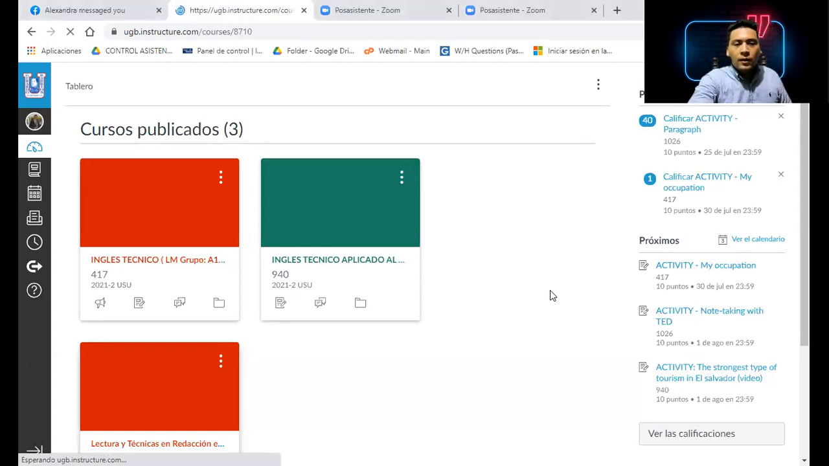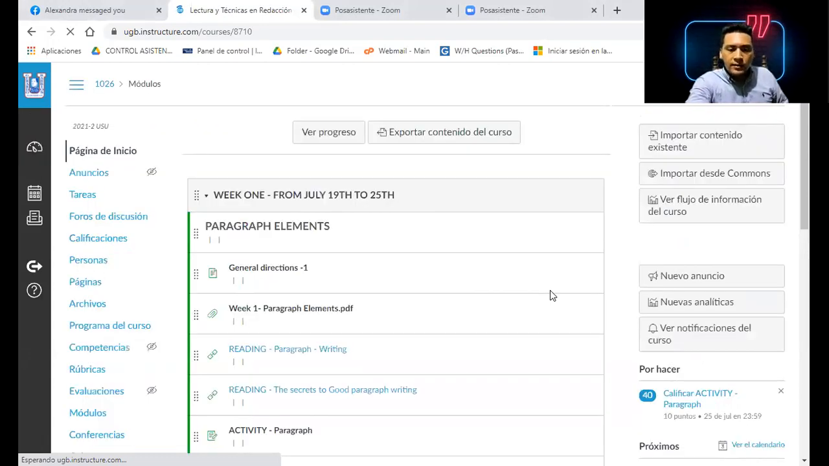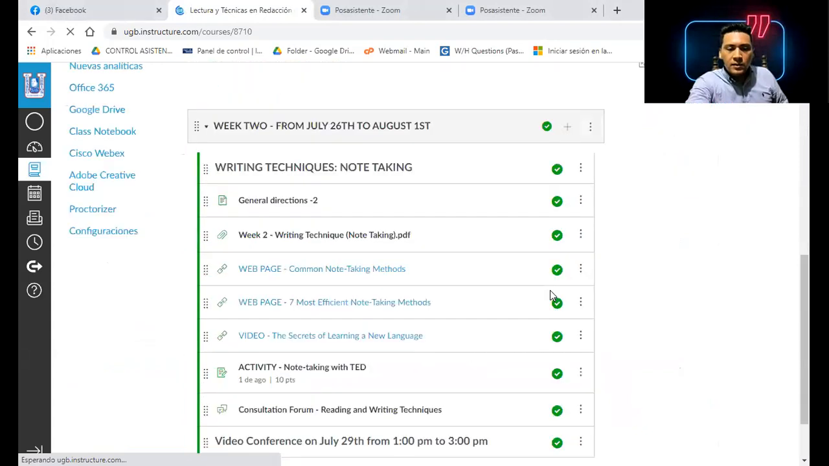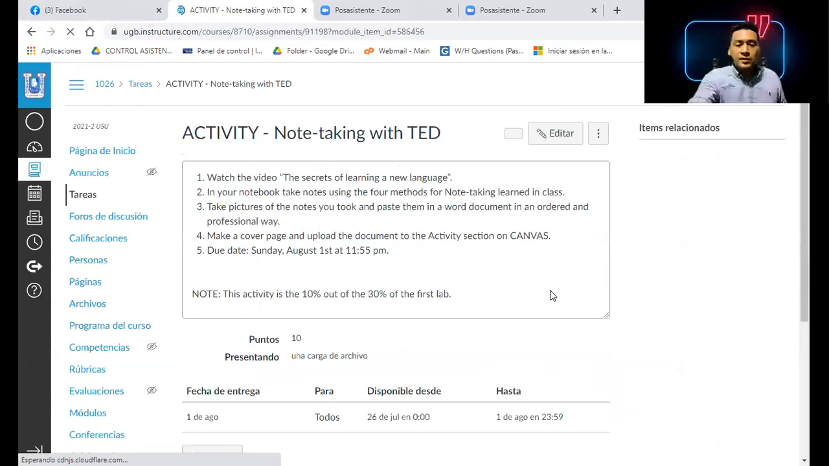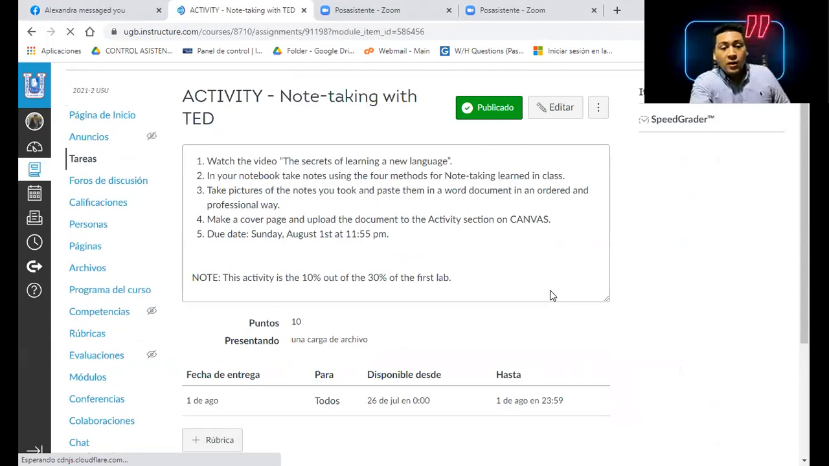Now, this is your group. This is week number 2, right? And this is the activity section where you are going to upload the task, the homework. Here are the instructions, the directions for this activity. Number one, watch the video, The Secrets of Learning a New Language. Number two, in your notebook, take notes using the 4 methods for note-taking learning class. Number three, take pictures of the notes you took and paste them in a Word document in an orderly and professional way. Number four, make a cover page and upload the document to the activity section on Canvas. It's due Sunday, August 1st at 11:55 p.m.